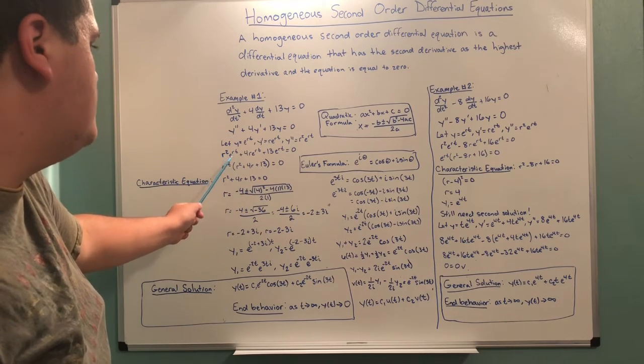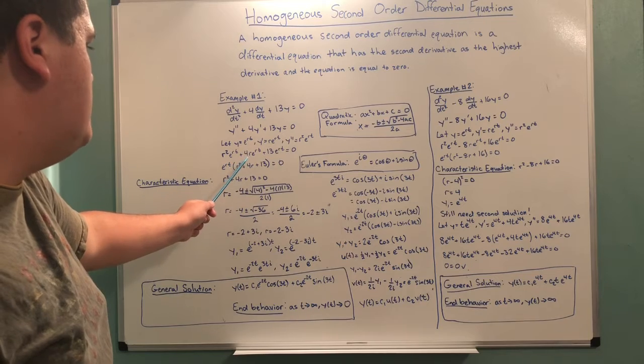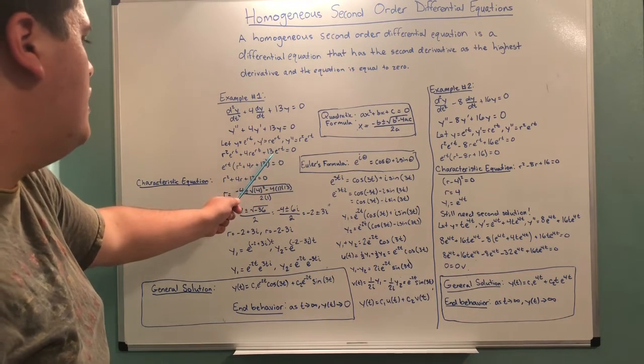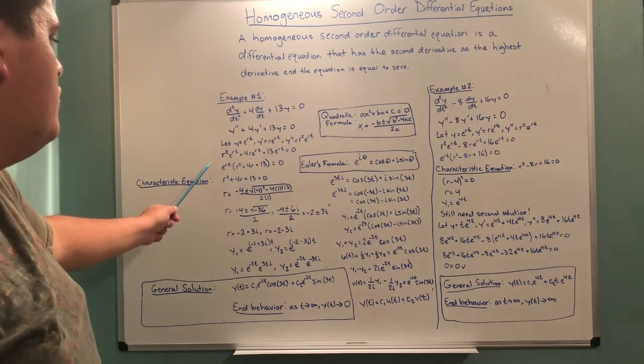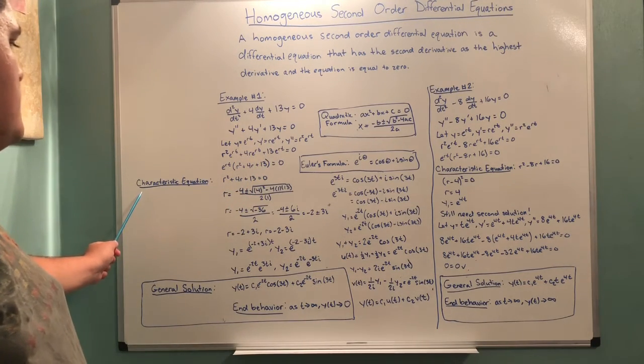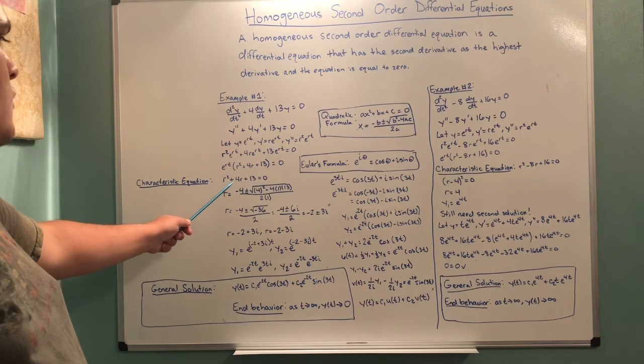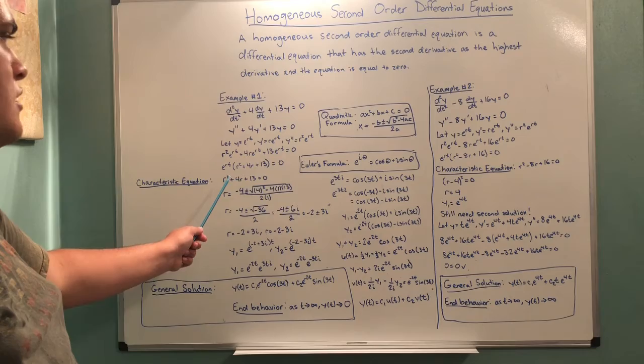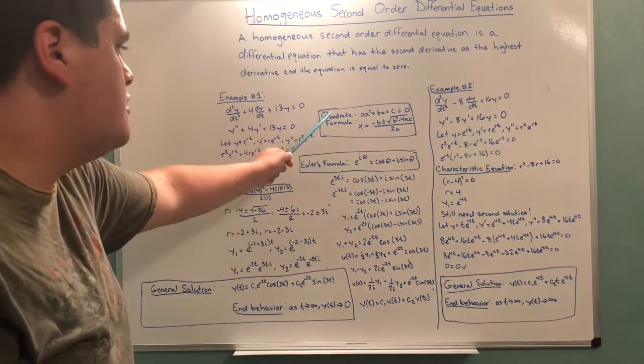So r squared e to the rt plus 4r e to the rt plus 13 e to the rt is equal to 0. We find that they all have an e to the rt in them, so we can pull this out. Now we get our characteristic equation, r squared plus 4r plus 13 is equal to 0. We find that this has a very similar form to the quadratic equation, so now we use the quadratic formula.